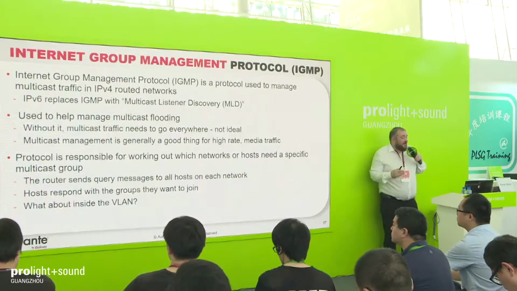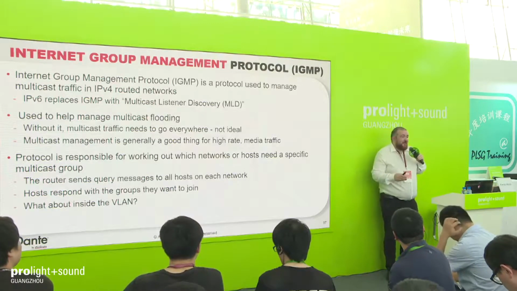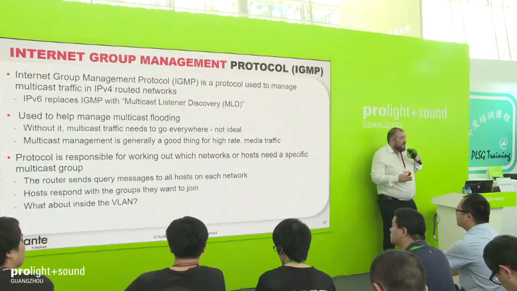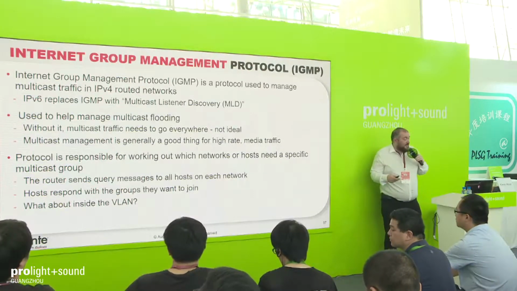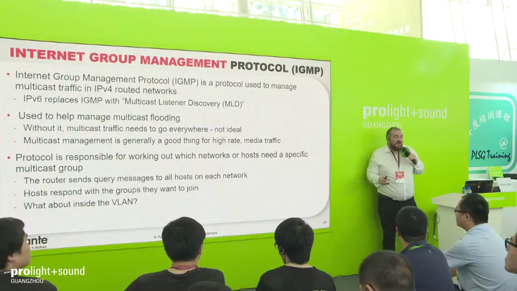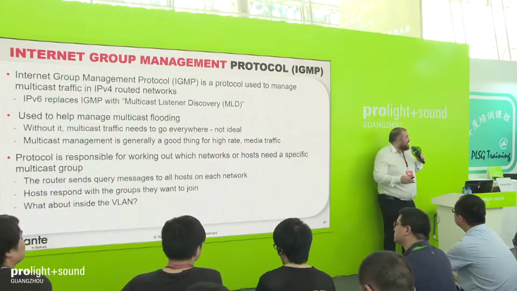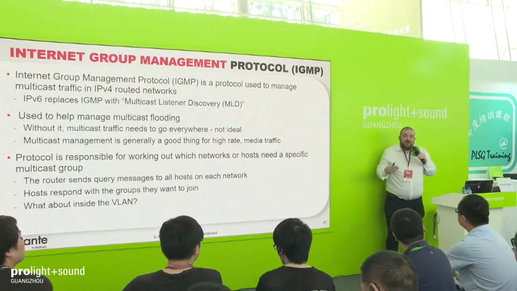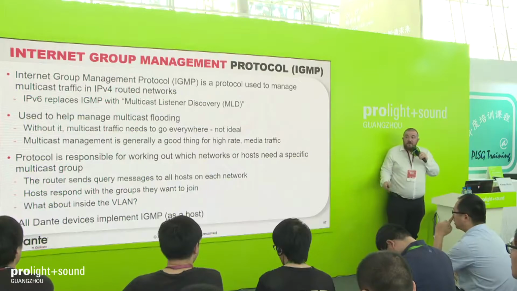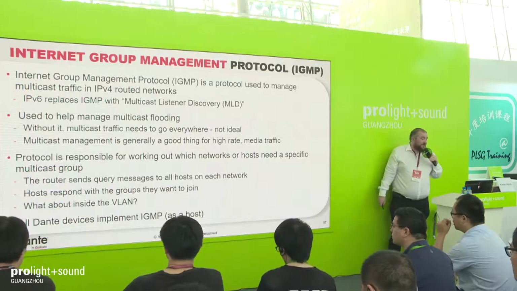So IGMP helps to work out which devices want to listen to which bits of multicast and make sure that they're only delivered the multicast traffic that they ask for. And how we do this, we send out query messages from the multicast router, and the devices that are interested in the multicast traffic send reports back to the querier saying, I want this particular piece of multicast. And the switches in between the querier and the device asking for that traffic listen out for those requests and set up forwarding tables accordingly. All Dante devices do implement IGMP as a host, so they can ask for specific pieces of multicast.